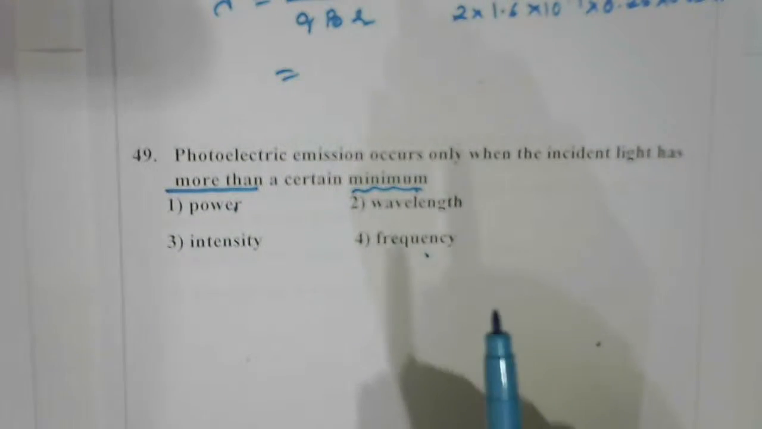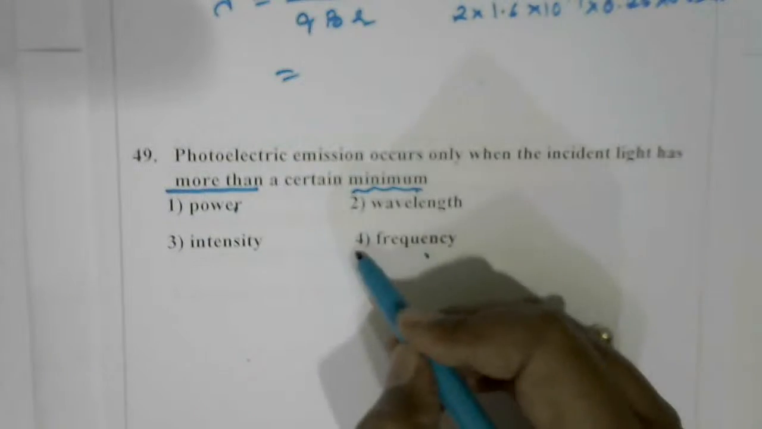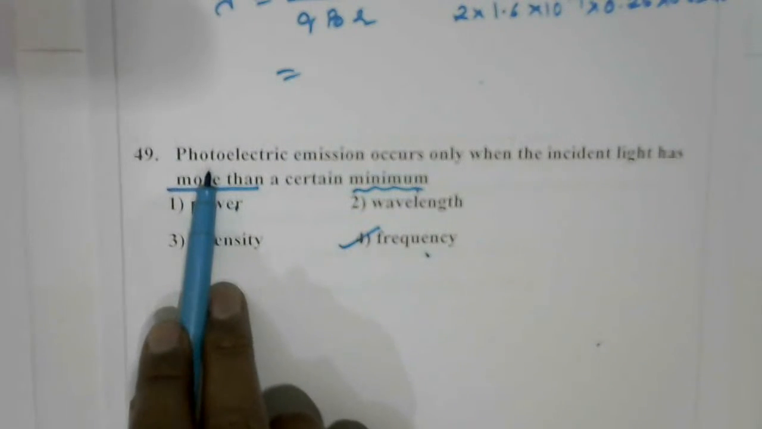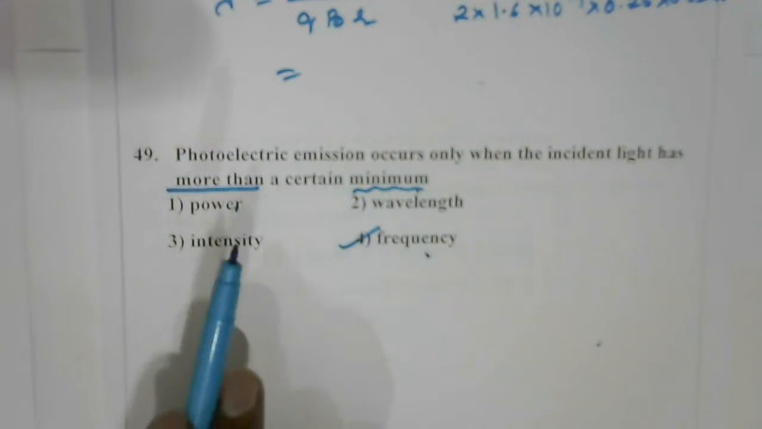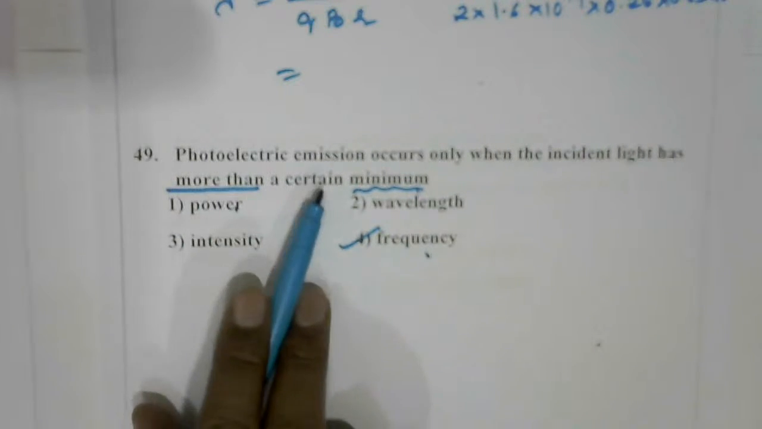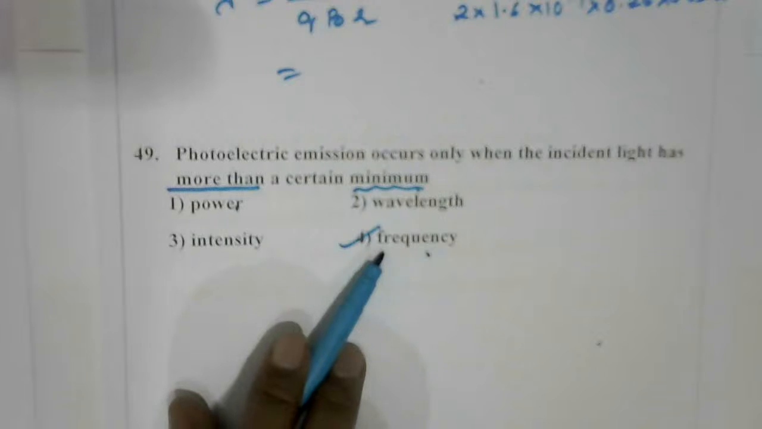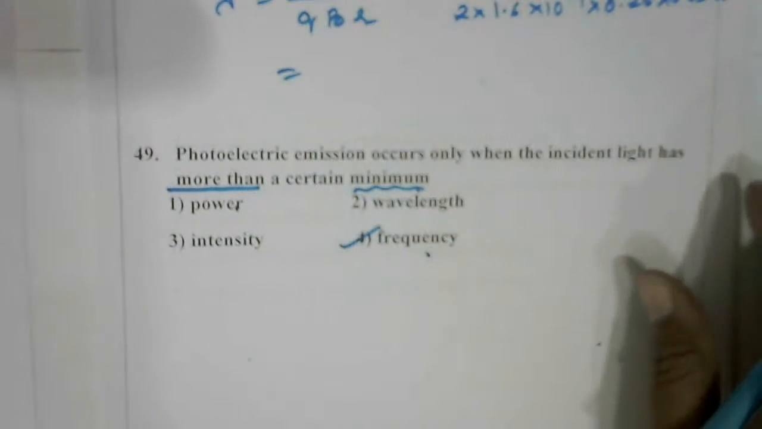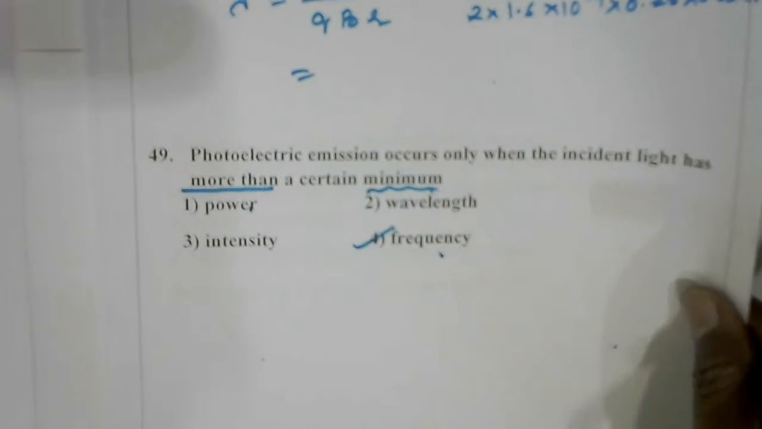Okay, very good, Satvik. All of you are answering now. So the condition is there. Otherwise, we speak in terms of both threshold wavelength and threshold frequency. But since they are given more than a certain minimum, that makes us go to the fourth option. Yes, Raghu, correct.